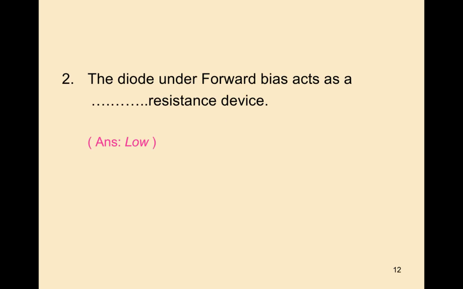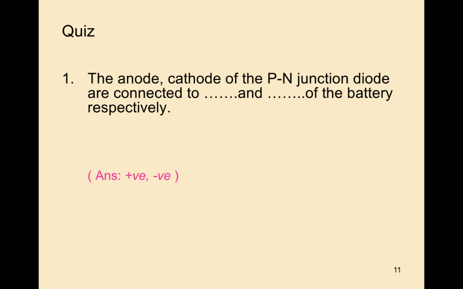These are some quiz questions related to today's topic. Once again I am going to repeat these questions. The anode and cathode of a p-n junction diode are connected to positive and negative of the battery respectively. That means when the diode is connected in forward bias, the diode's P side is connected to the battery positive, and the N side is connected to the negative of the battery.